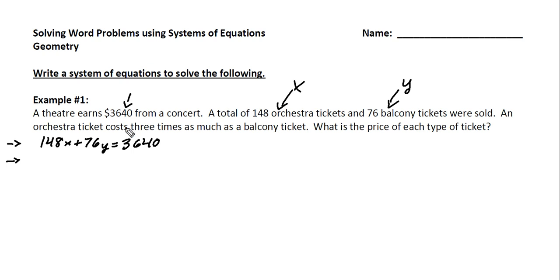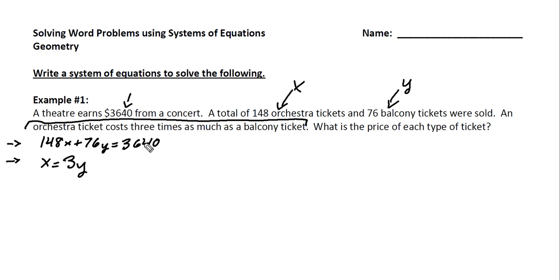Now the last little piece of information that we're told is in that third sentence. It says an orchestra ticket costs 3 times as much as a balcony ticket. Now, this one isn't directly telling us the amount of something, but it's giving us a little ratio or proportion. So it's saying the price of an orchestra ticket, which would be X, is 3 times as much as a balcony ticket. Is means equals, so X equals 3 times the price of a balcony ticket. So that's where we get our second equation.